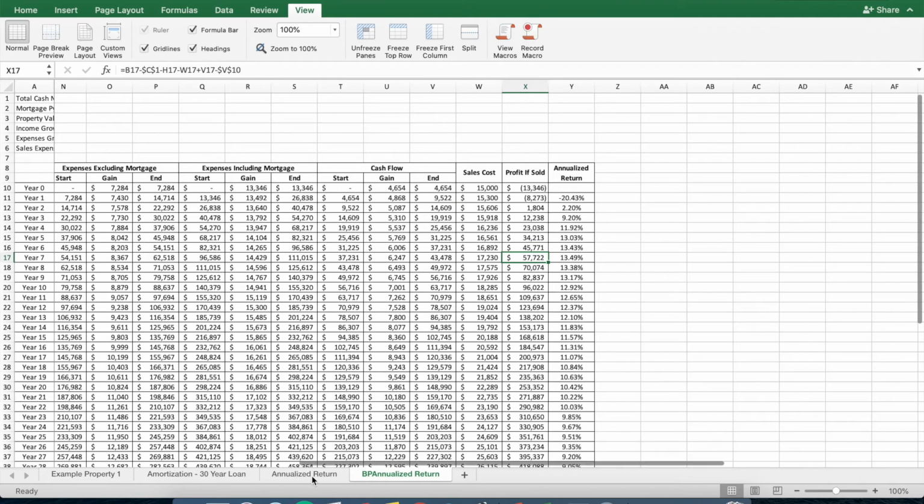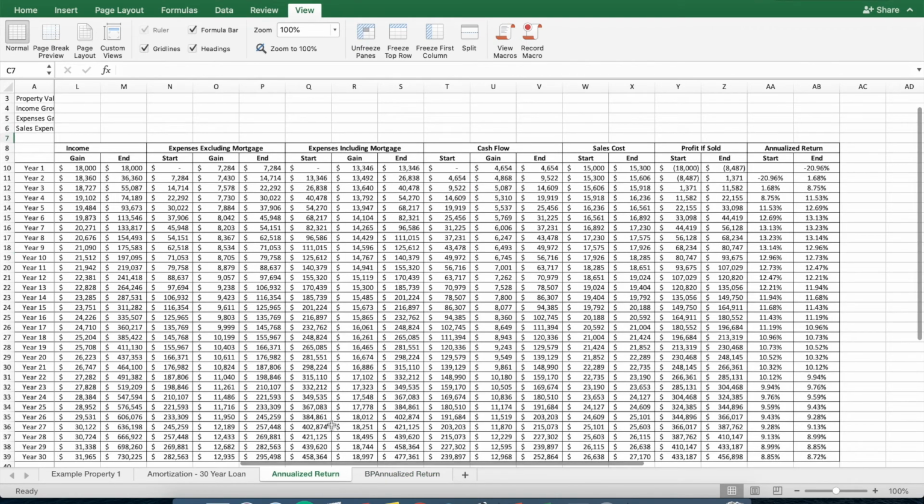Now, I created my own version of the annualized return, which is the same calculation. However, it's using values that are all taken at the same snap point in time. So for instance, if we look at the profit if sold, I calculated both at the start and the end of the year. And I considered year 1 as months 0 through 12, year 2 as months 13 through 24, and so on. So in this case, if I wanted to calculate the annualized return at the end of year 2, I would just take 1 plus the profit if sold at the end of year 2, divided by the cash I put into the deal, to the 1 divided by 2 in this case, because 2 years, minus 1.